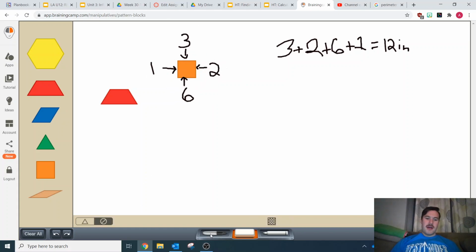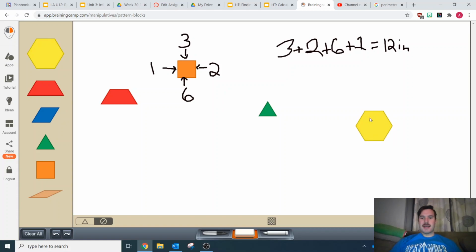Now, if you have a square, all the sides are going to be the same, so you could just add all the same number 4 times. But if you have a triangle, you're going to have to add all 3 sides. So you'd be adding 1, 2, 3 numbers. You're going to add as many numbers as your object has sides.